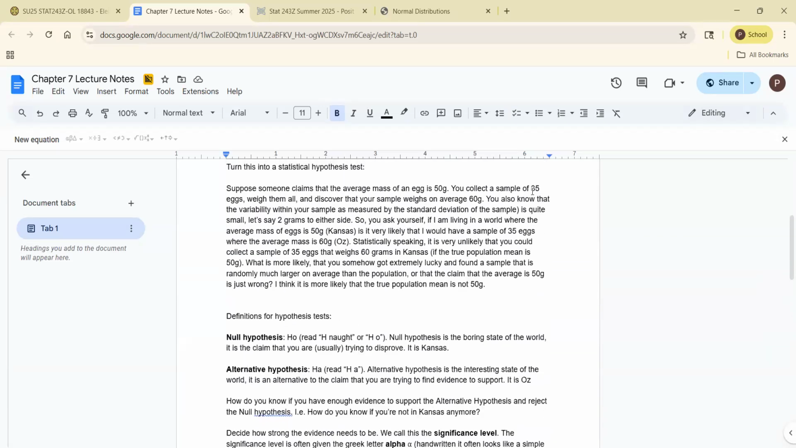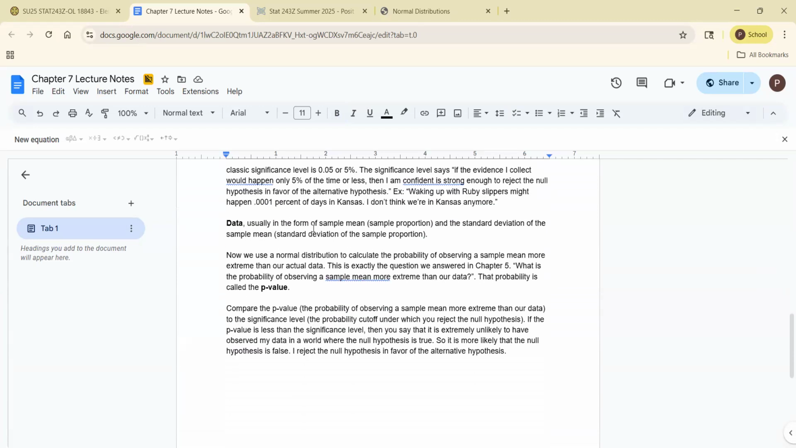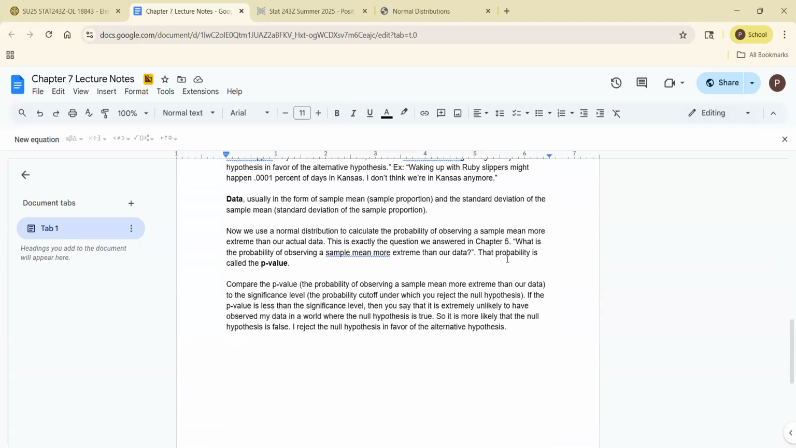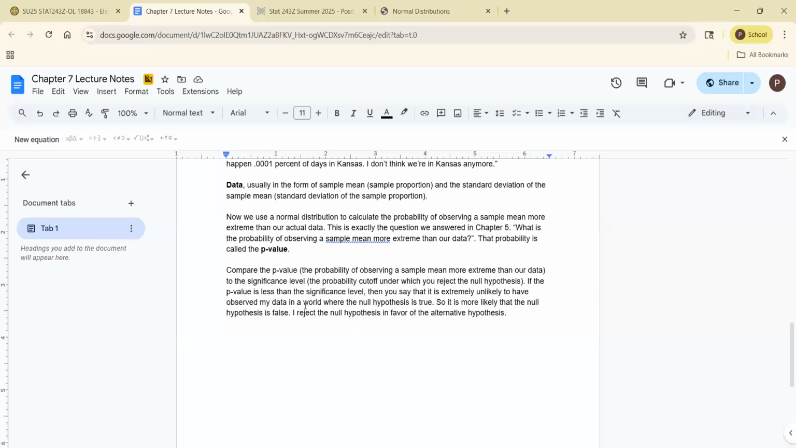Here we go. We collected our data. We had 35 eggs. Sample mean was 60 grams, and the standard deviation was 2 grams. We use that data to figure out what is the probability of observing a sample mean greater than 60 grams. That probability is our p-value. And if that p-value is smaller than the significance level, we say, aha, it's really unlikely that the average mass of an egg is 50 grams. I'm going to reject that hypothesis in favor of my alternative hypothesis.